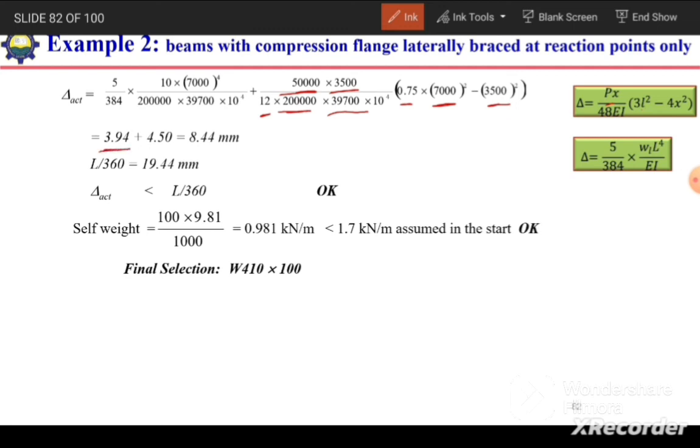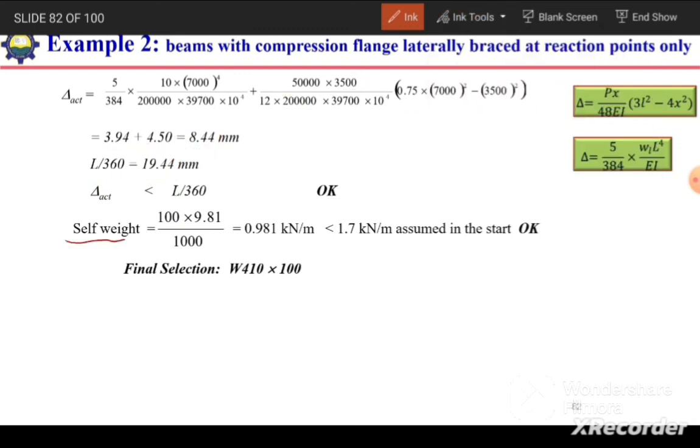After substituting these values, the deflection because of uniformly distributed load is 3.94 and deflection because of point load is 4.5 millimeter. So the total deflection is 8.44 millimeter, and the allowable deflection in case of buildings is L over 360, which comes out to be 19.44 for a 7 meter long beam. So the delta actual, which is 8.44, is less than the allowable limit L over 360. So it means our deflection check is also satisfied.